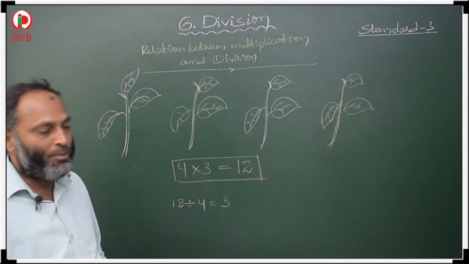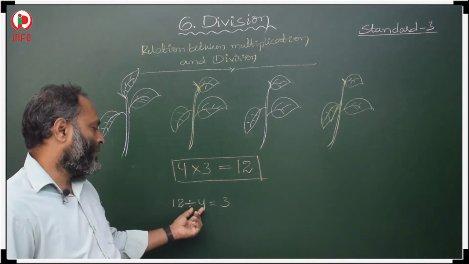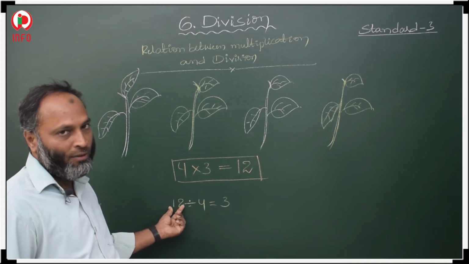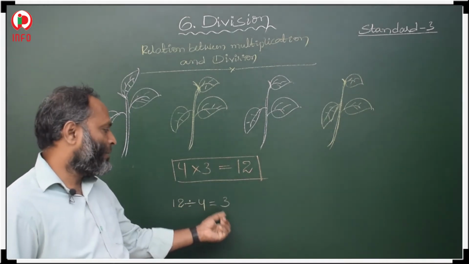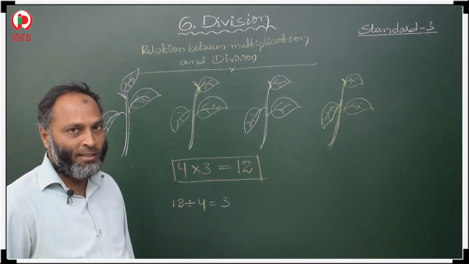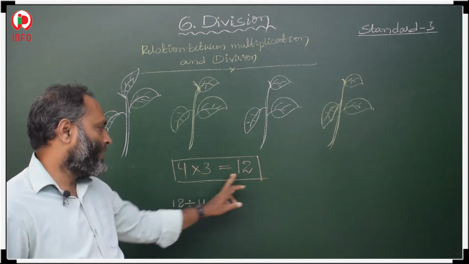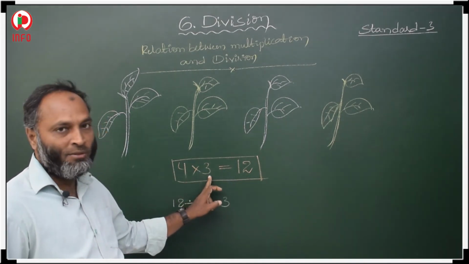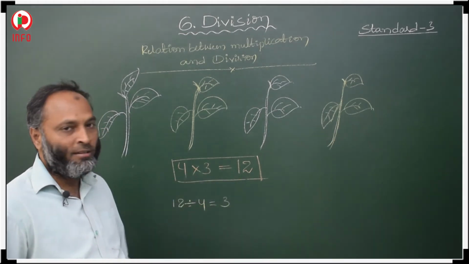So then how to represent it in division? 12 divided by 4. 12, the total number of leaves, divided by the total number of trees is equal to the number of leaves on each tree. So it is represented like this. It means 12 divided by 4. 12 divided by 4 is equal to 3.